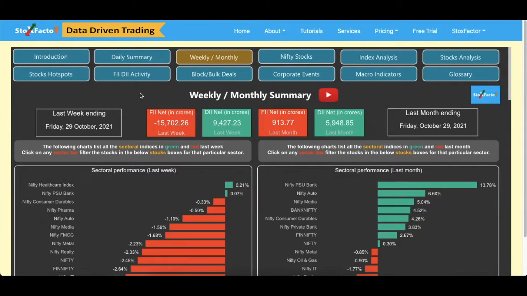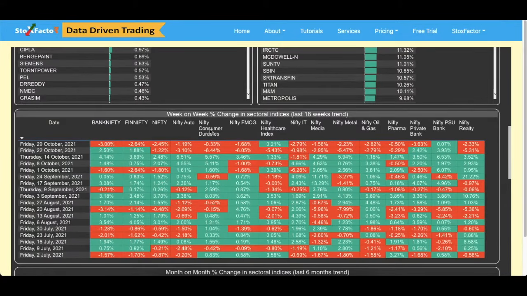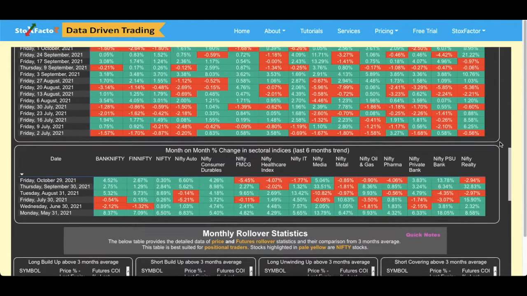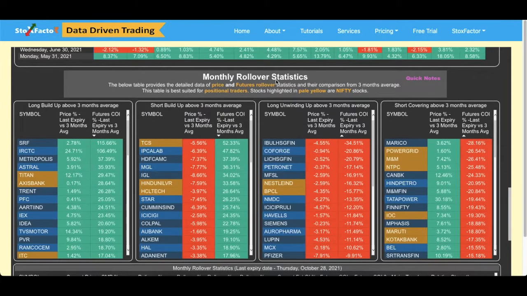So friends, now we are in the dashboard and we have selected the weekly/monthly page. As you all know, if you have followed our recent videos, then you must have already seen the rollover data which is presented at the bottom of this page, and we'll be specifically focusing on that data only. Here you can see it starts with the heading monthly rollover statistics, and we have slightly changed the statistics from what you saw earlier in order for you to select the stocks in a very simple manner.